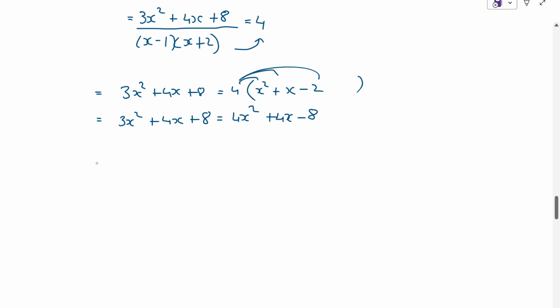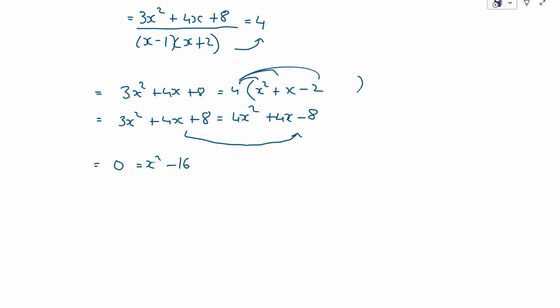Okay, so now we've got a linear equation. Now it's time to take all of the terms over to one side, so one of the sides equals 0. I'm going to go ahead and take all of this over. So 4x squared minus 3x squared, so 0, equals x squared. 4x minus 4x is 0. Minus 8 minus 8 will be minus 16.